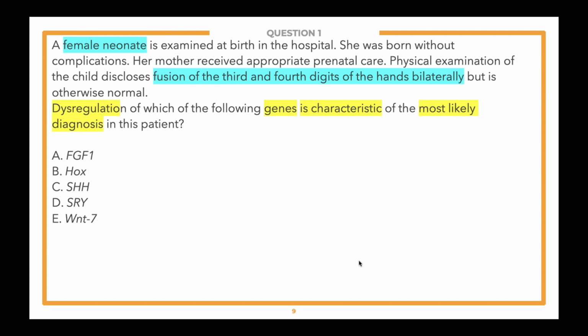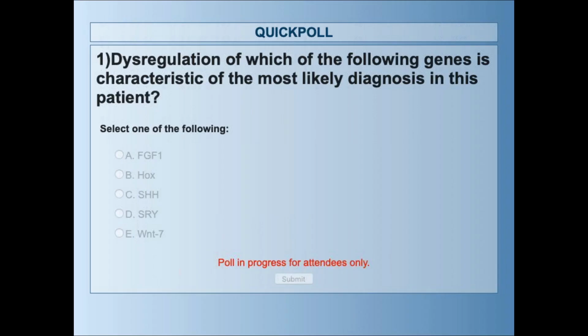Answer choice E, WNT7, D, SRY, C, SHH, B, HOX, A, FGF1. So we're going to go ahead and open up that poll. Go ahead and select the answer choice you think is the best answer here, and we'll talk about it in just a few seconds.